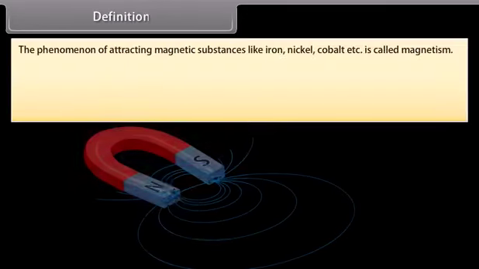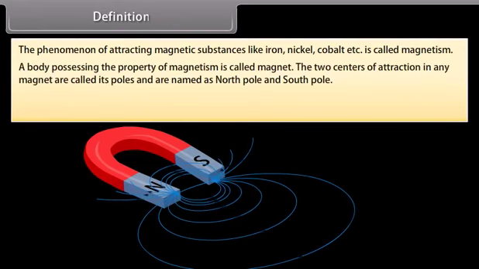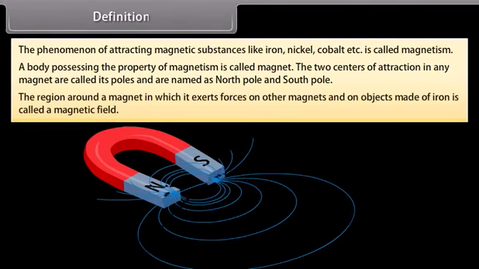Definition. The phenomenon of attracting magnetic substances like iron, nickel, cobalt, etc. is called magnetism. A body possessing the property of magnetism is called magnet. The two centers of attraction in any magnet are called its poles and are named as North Pole and South Pole. The region around a magnet in which it exerts forces on other magnets and on objects made of iron is called a magnetic field.